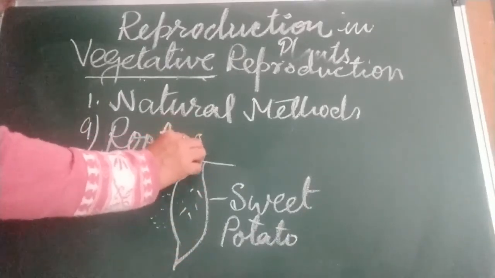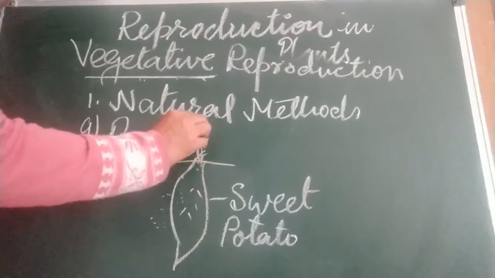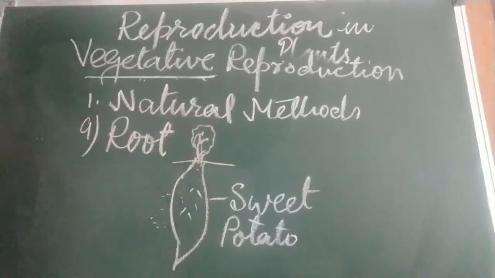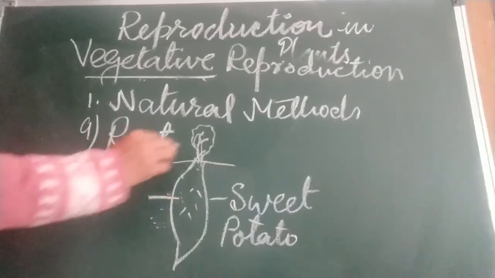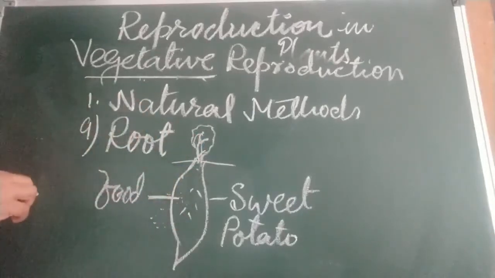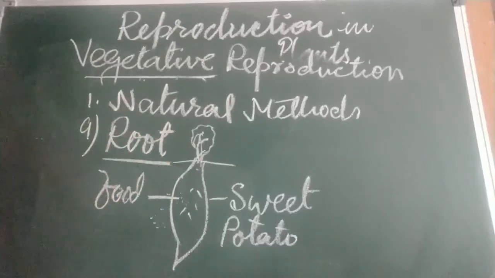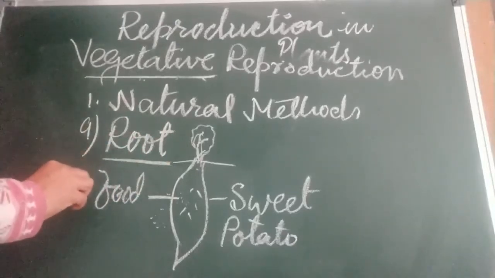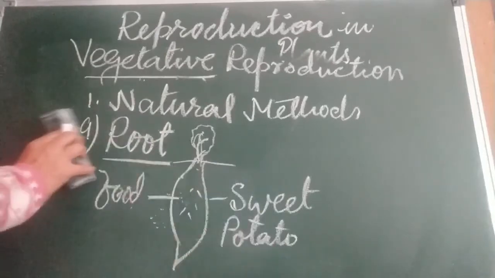When it gets the suitable condition, small plantlets start coming from this. These roots have food stored in them, so this baby plant gets the food from this root. So this is propagation from root in natural way. I have given you 3 examples: dahlia, asparagus and sweet potato. Now we are coming to the stem.